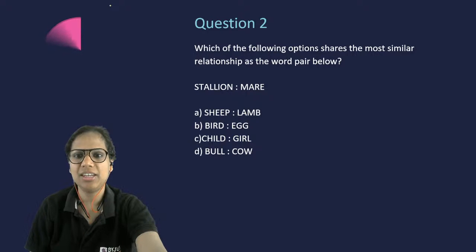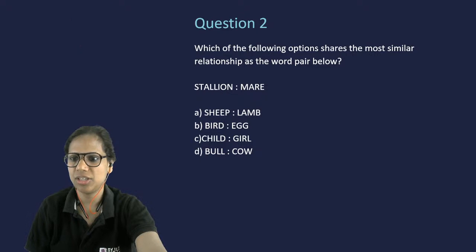Stallion is to mare. What is the pair? Okay. Pratyusha, do you say B for this one? Yes. Okay. Pratyusha says B for this one, I think.